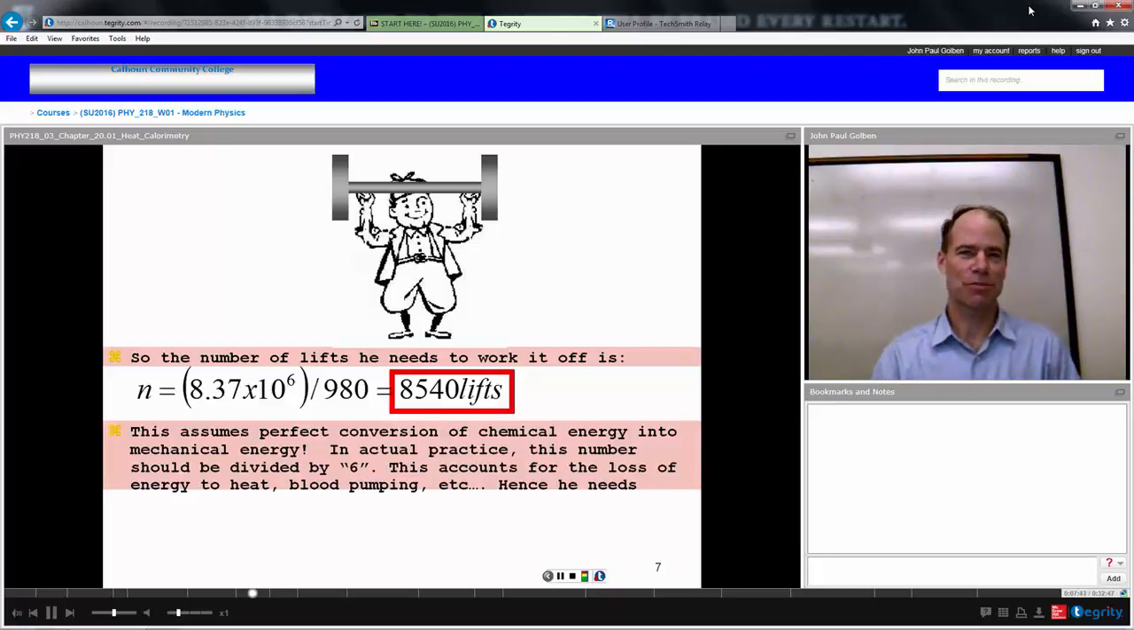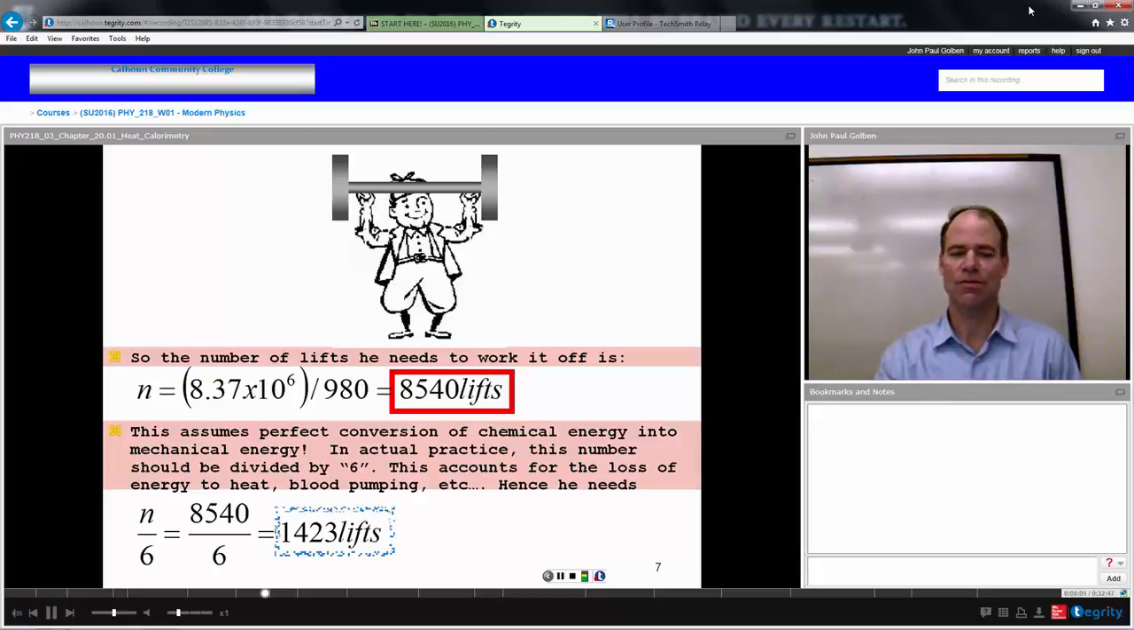This assumes a perfect conversion of chemical energy into mechanical energy, but in practice, the body is a little bit different. We should really divide this number by 6, because this will account for the loss of energy to heat, pumping the blood, circulation, that sort of thing. Hence, he would need 1/6 of this, 8,540 divided by 6, or 1,423 lifts. Still a lot of lifts in order to work off that one meal.